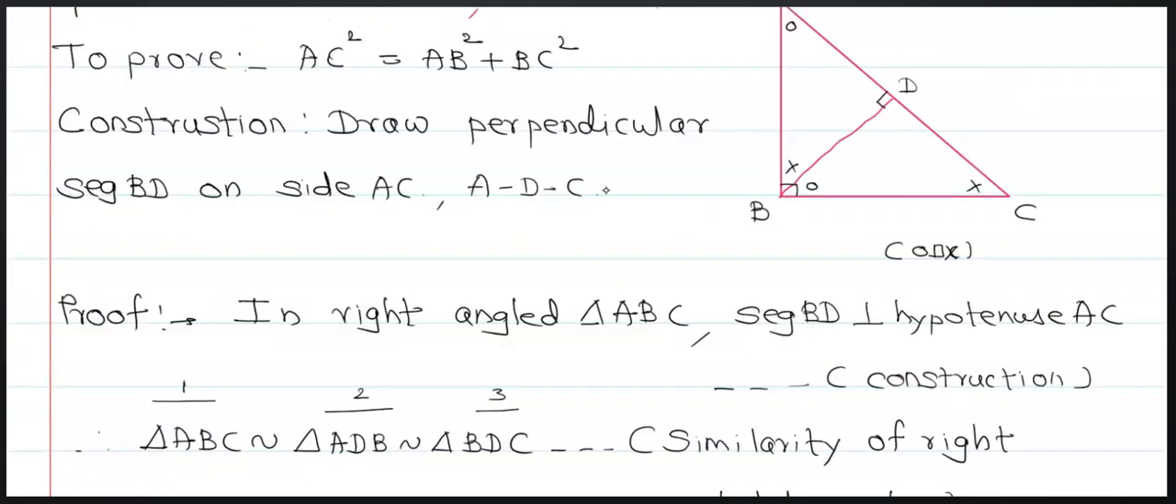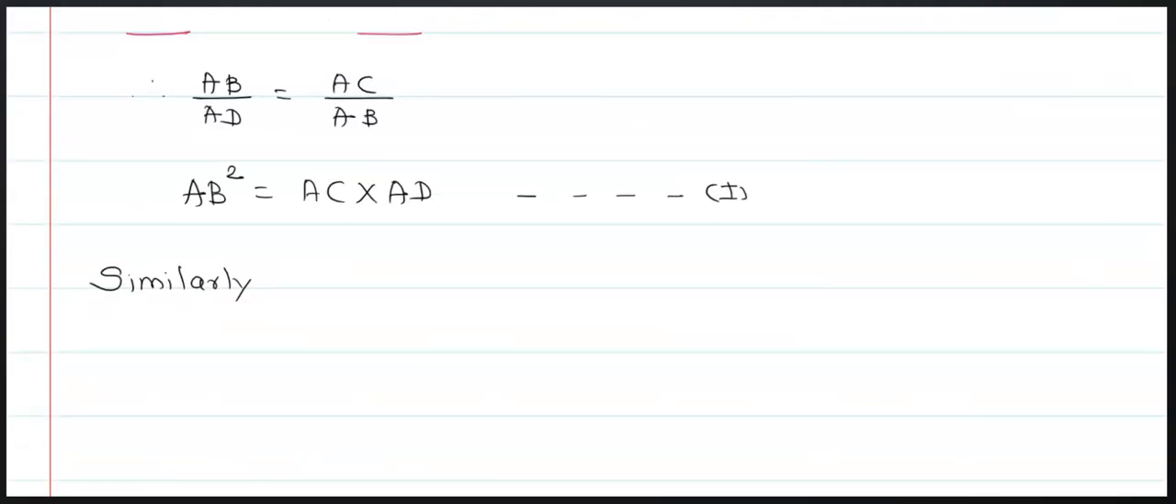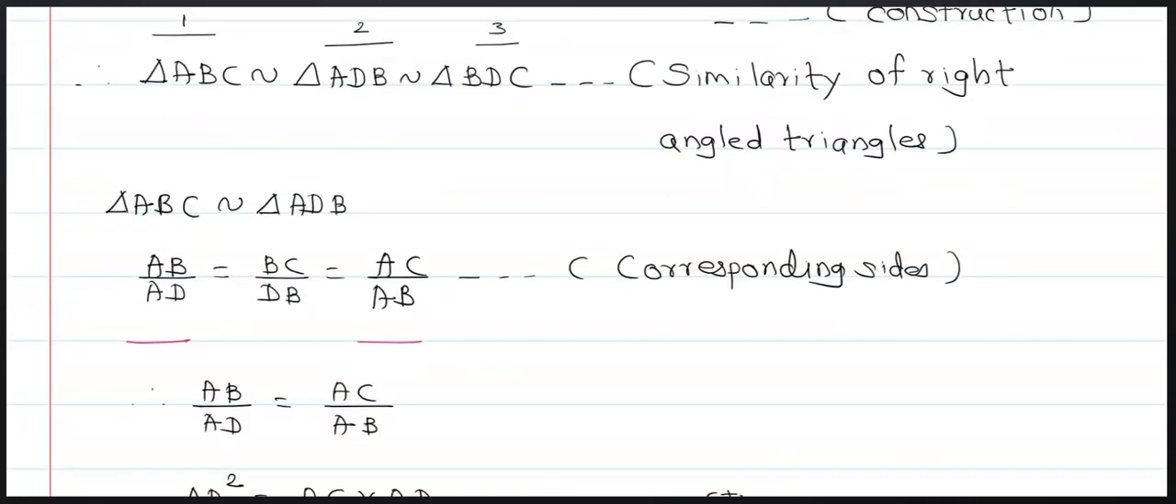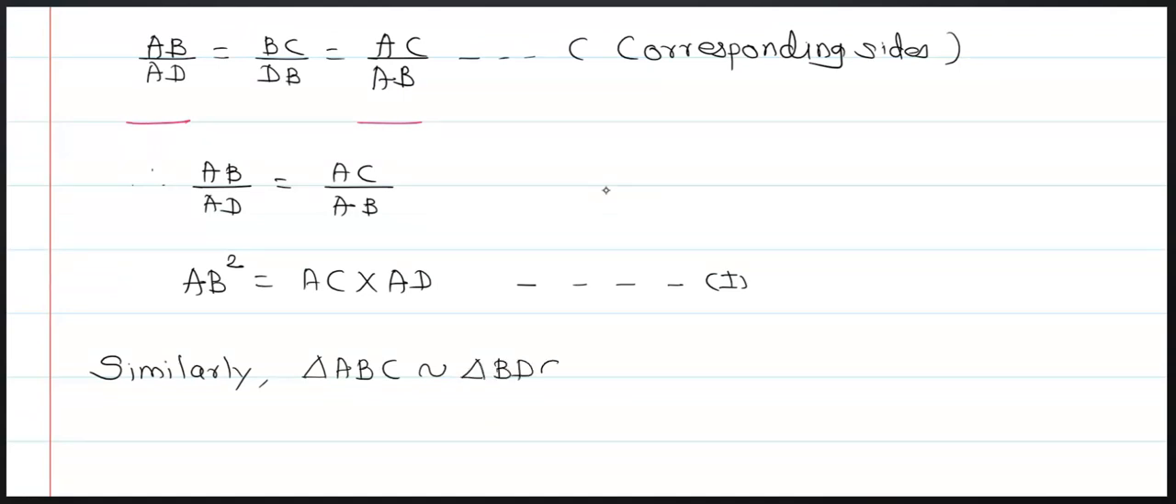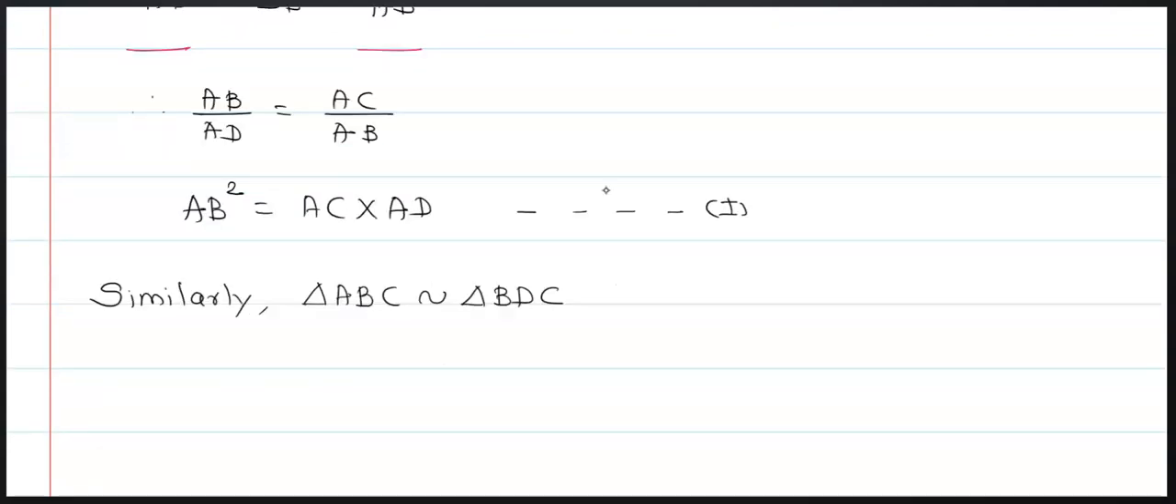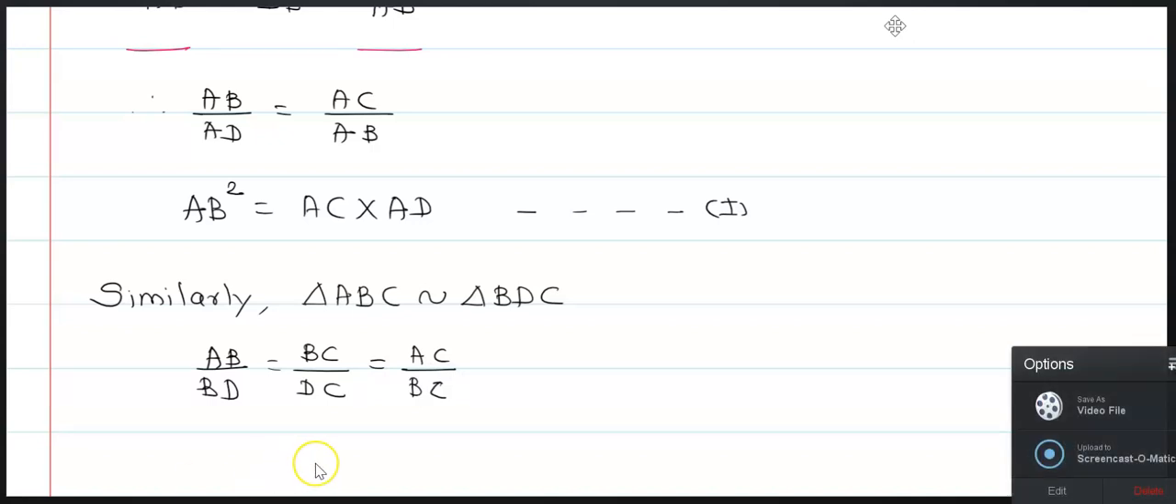Similarly, first and that is ABC and the BDC. Which side is common? BC side is common. Now again here we will write their corresponding sides are in proportion. AB upon BD is equal to BC upon DC is equal to AC upon BC. Now here, where is the BC? In which ratios is there BC? For this ratio and these ratios, BC, cross multiplication: BC square is equal to AC into DC.